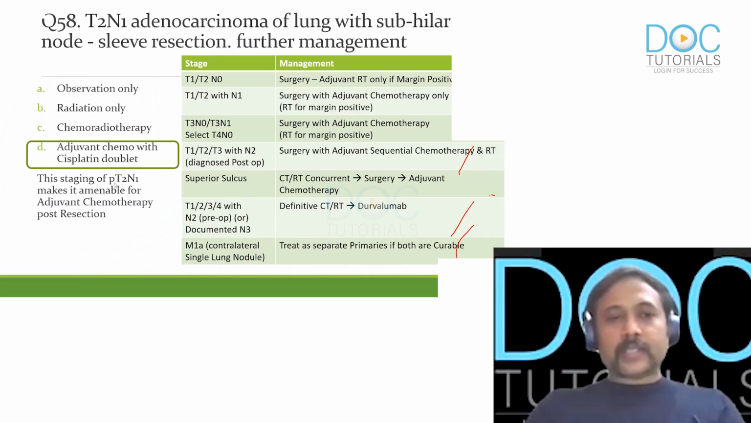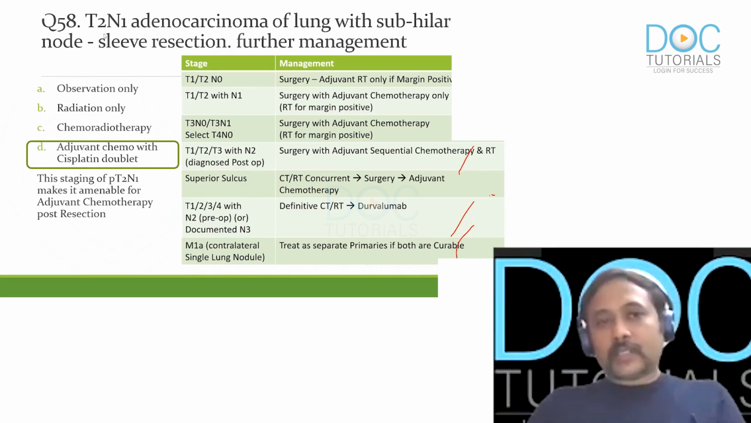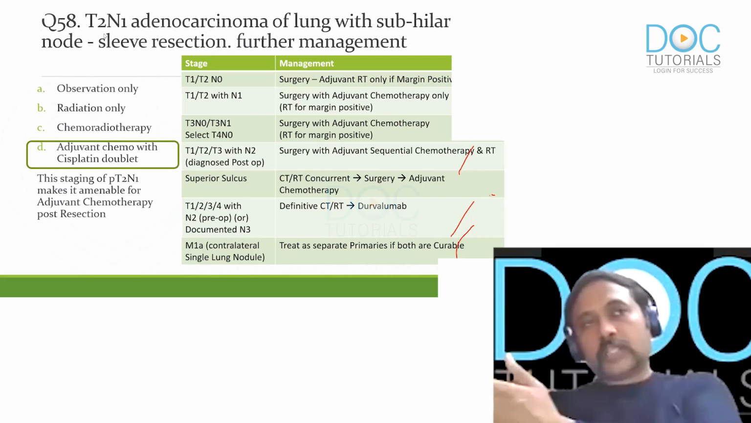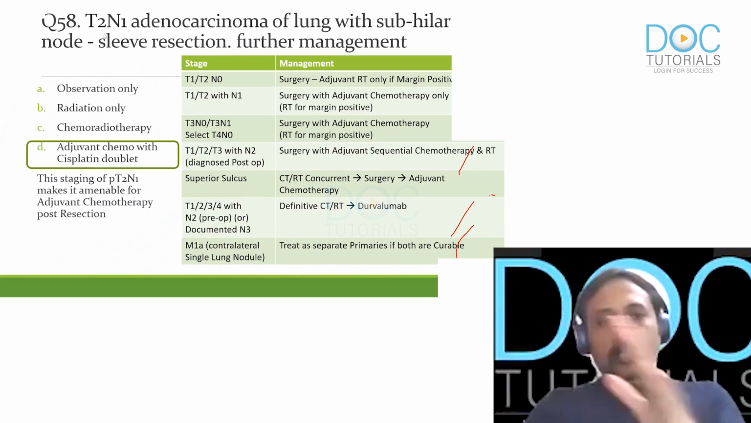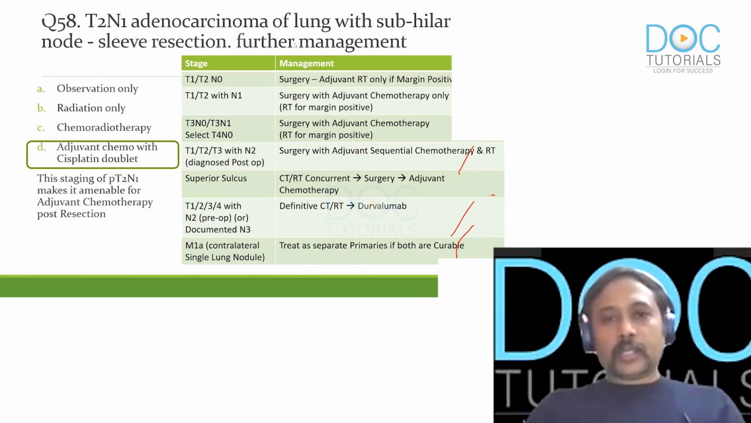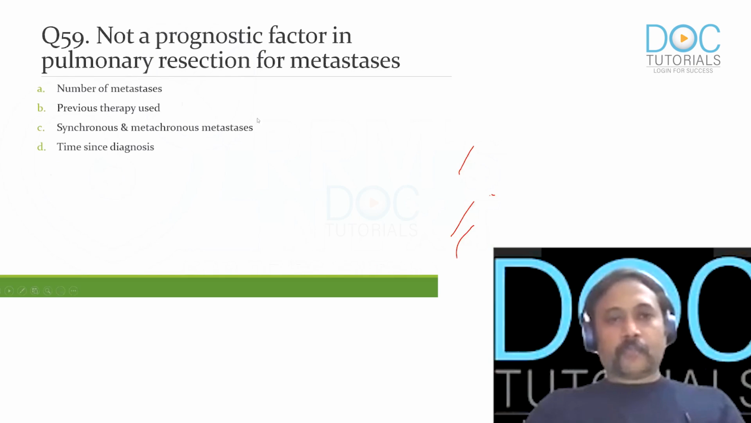So this staging here, it is clearly mentioned, it's a T2N1 adenocarcinoma with a subhilar node, and a subhilar node actually makes it a disease which is going to be confined to below the level of the hilum. So that is an N1 node which is given here, and that is the reason you will go for only an adjuvant chemotherapy and no other therapy is going to be given for this patient. There is no role for radiation, right?